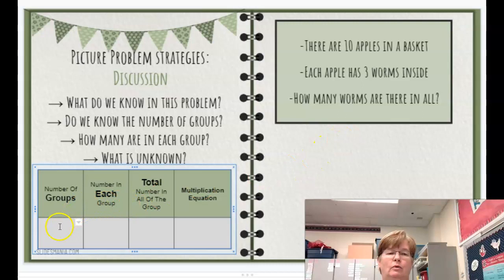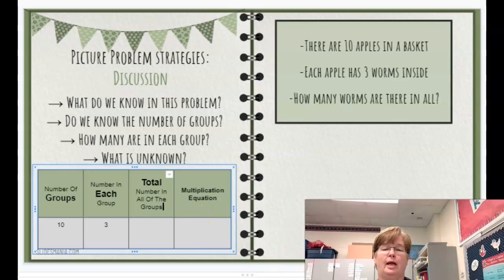So we go back over here to this screen. The number of groups is there are 10 apples in a basket. So we're going to fill in the number 10. The number in each group is going to be 3 because there's 3 worms in each apple. We don't know the total number in all of the groups. So we're going to have to figure that out.